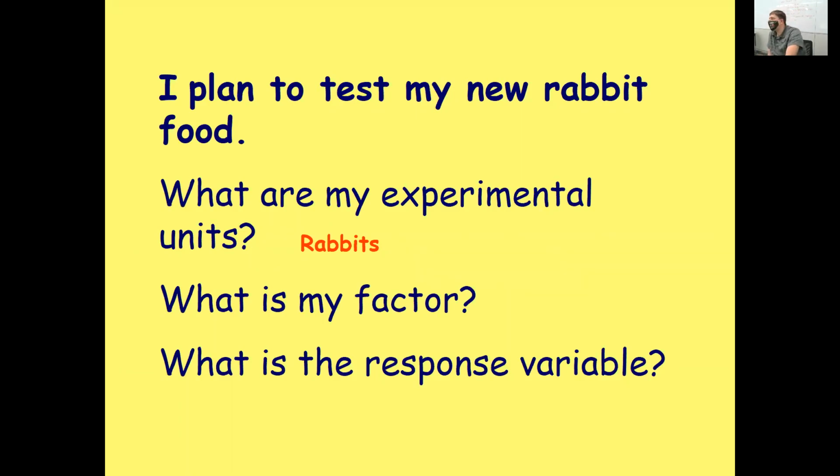And then what's my factor going to be? What's the question I'm trying to ask or solve? If the type of food is any good. So that's my factor, right? And then what is the response variable? Basically how well the rabbits grow, how they look afterwards, their energy level, whatever, right? Their outcome from the experiment.